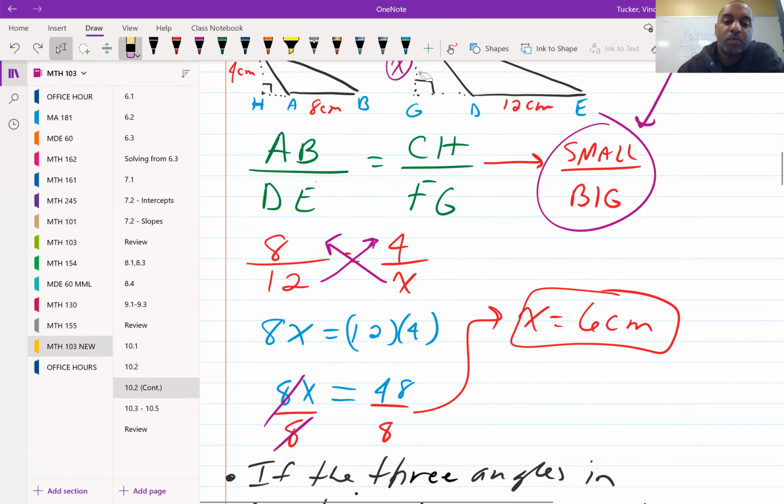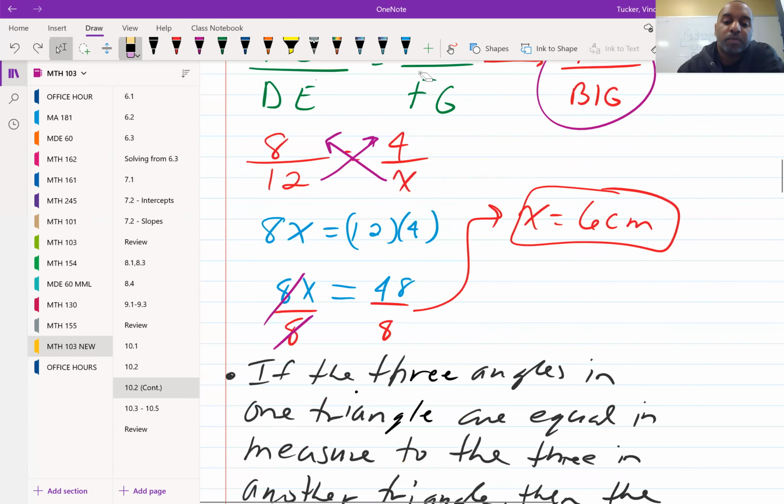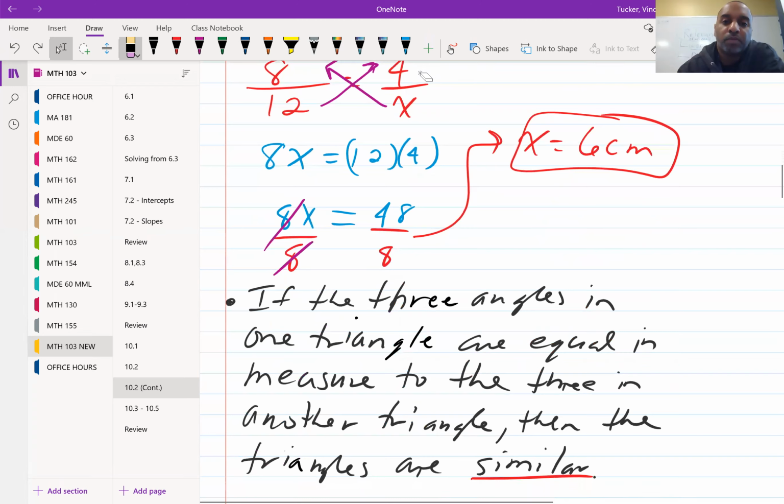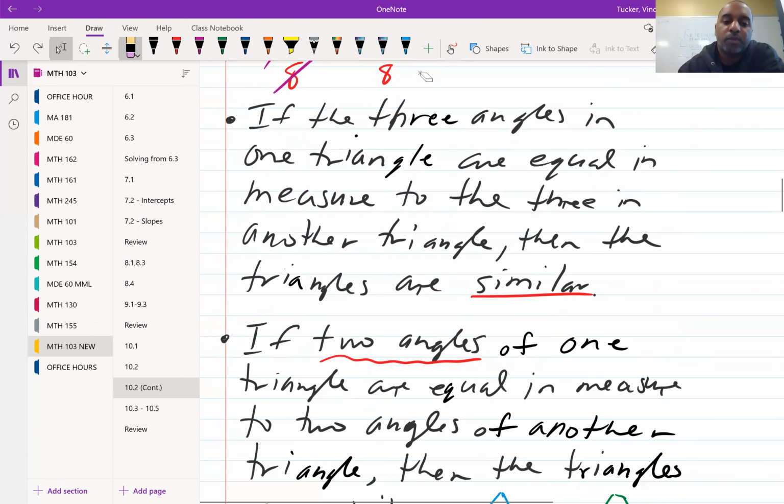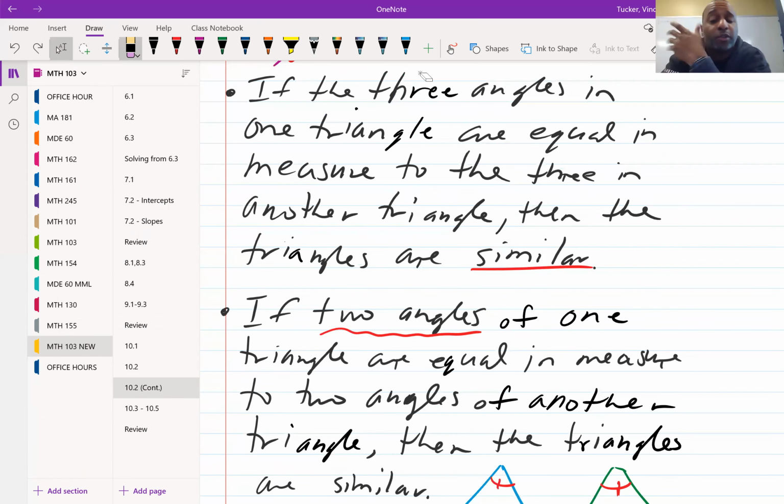Let's scroll up. We're doing the last problem. So here are another two statements about similar triangles, something to help you establish whether you have similar triangles or not. If the three angles in one triangle are equal in measure to the three in another triangle, then the triangles are similar. And this next statement says, if two angles of one triangle are equal in measure to two of another, then the triangles are similar. That's because if you know two, then since you only have 180 degrees to play with, you can figure out the third one as well. And that third one is going to be the same if the two are the same in the other triangle.